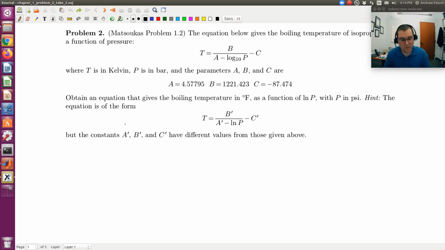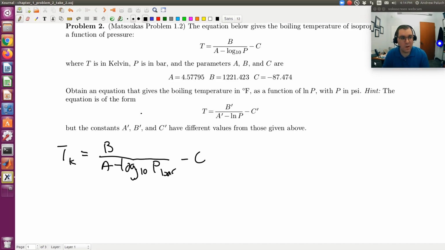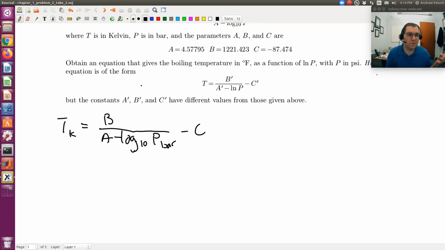Okay, so I'm going to take a note of what we have. We're starting with our expression where temperature is in Kelvin. So I'm going to write a subnote of Kelvin. Then I have B over A minus log base 10 of P, where P is in bars, minus C. All right, so we need to do three conversions: pressure from bars to PSI, temperature from Kelvin to degrees Fahrenheit, and then also log base 10 to natural log. Okay, so let's do it.